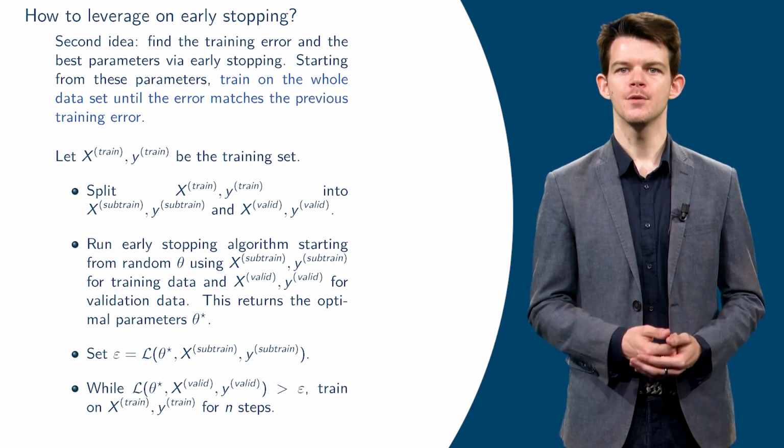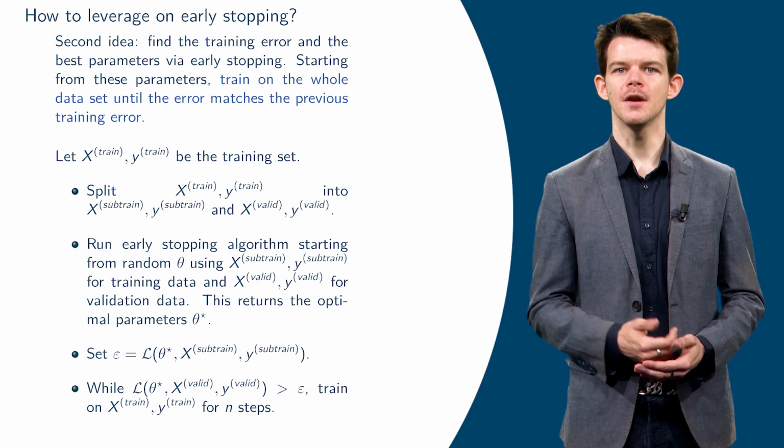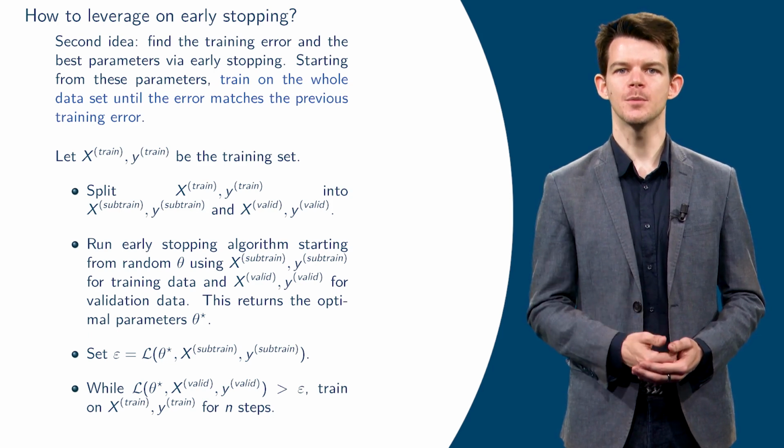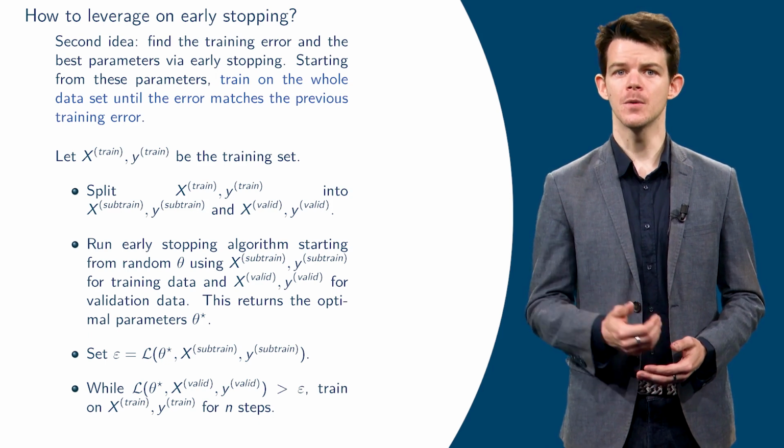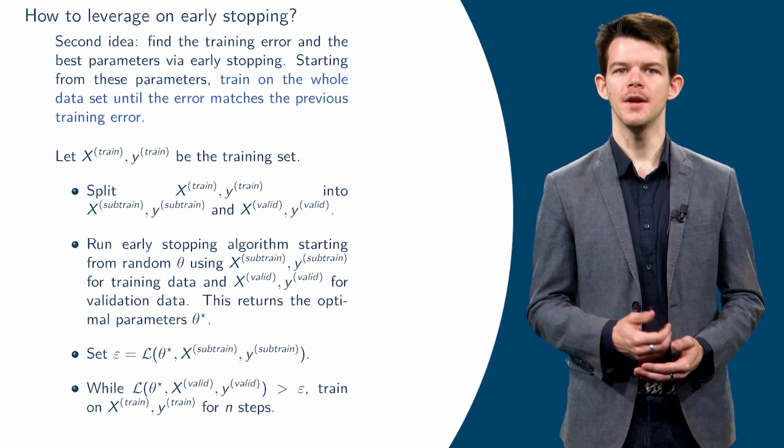In short, in the first step, you have an idea of the training error corresponding to the moment you want to stop the procedure. You want to use this error in order to stop the algorithm when you run it on the whole dataset. In summary, in the first method, early stopping allows you to find the best number of iterations, whereas in the second method, you use the error on the training set to stop the algorithm.